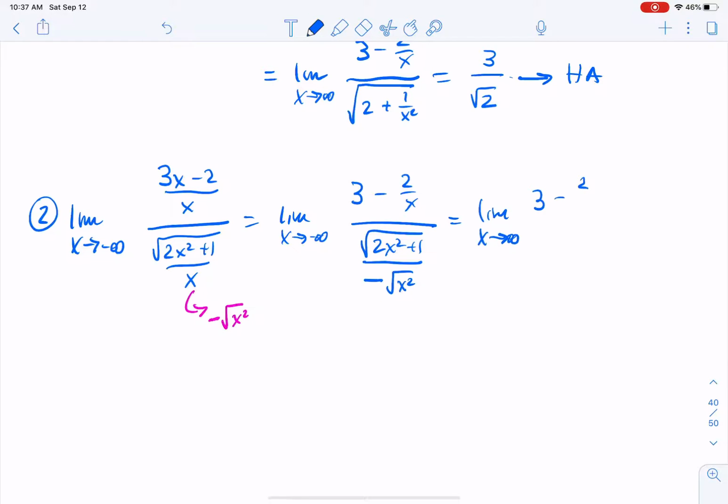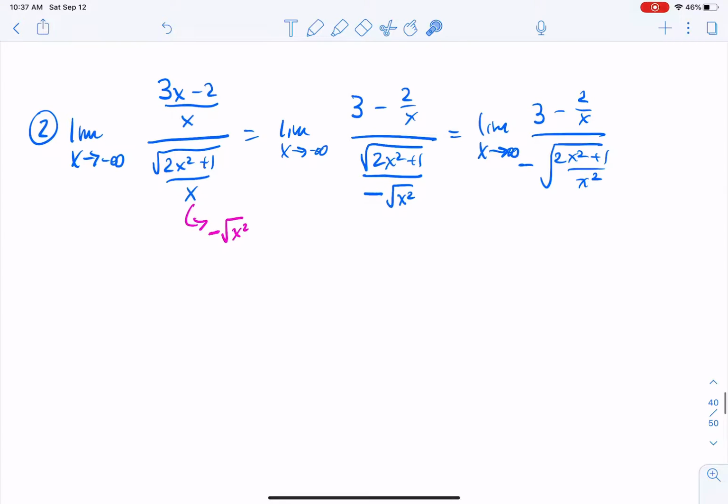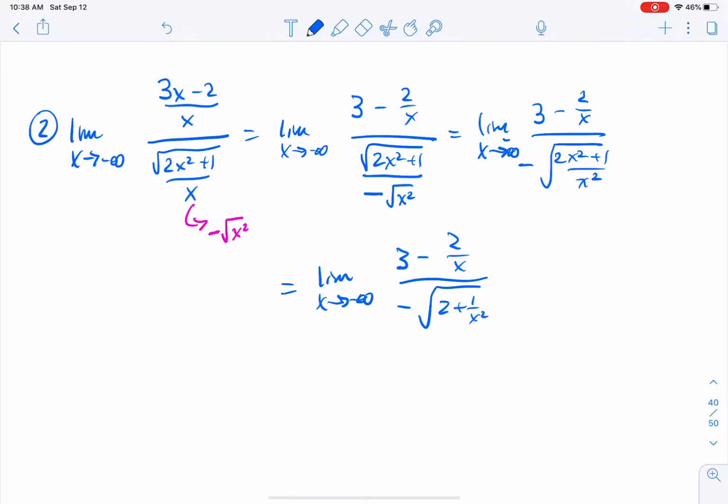So 3 minus 2 over x over, and then, don't forget your negative sign, square root of 2x squared plus 1 over x squared. And again, what's in the square root is going to simplify exactly the same way. The only difference is that I'm going to have that extra negative sign on the outside. Did I not throw a negative on this one? Pretend I did. I'll just go back in time and edit this. Minus the square root of, and then we'd have a 2 plus 1 over x squared.